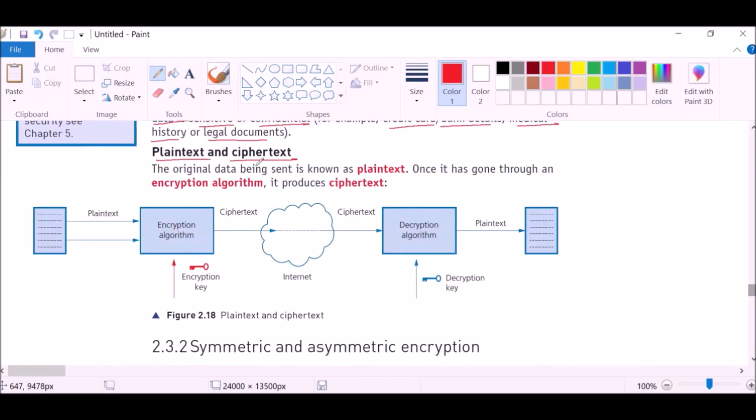Plain text and ciphertext. The original data being sent is known as plain text. Once it has gone through an encryption algorithm, it produces ciphertext.